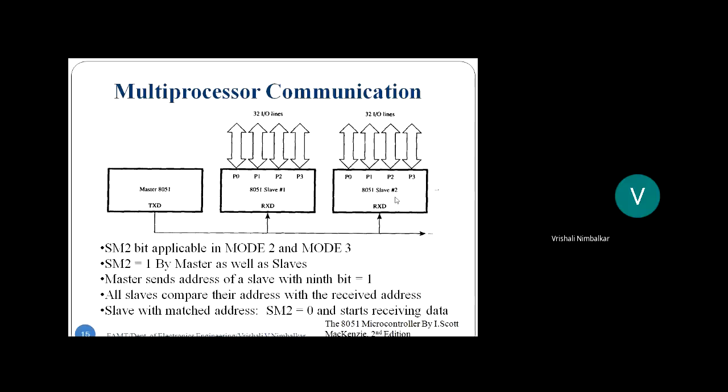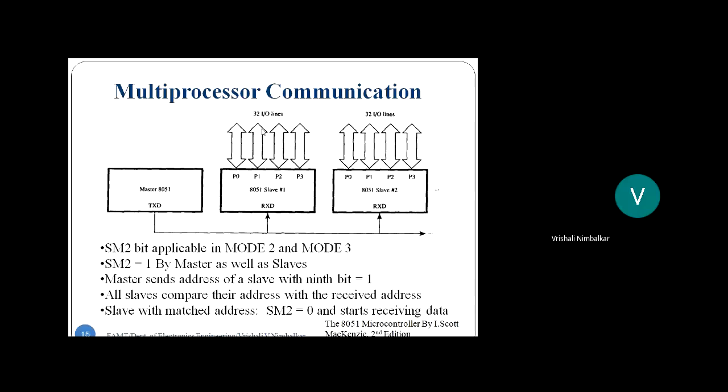Fine. And always remember, multiprocessor communication always happens in mode 2 and mode 3. It is always a 9-bit UART communication, where if the 9th bit is 1, that's an indication an address is being sent. And if the 9th bit is 0, that's an indication data is being sent. Correct? 8-bit multiprocessor UART is not possible. Is that okay, students? So that's how multiprocessor communication happens.